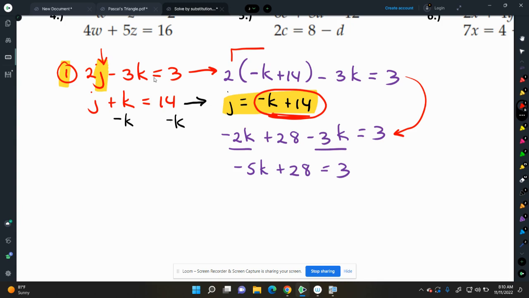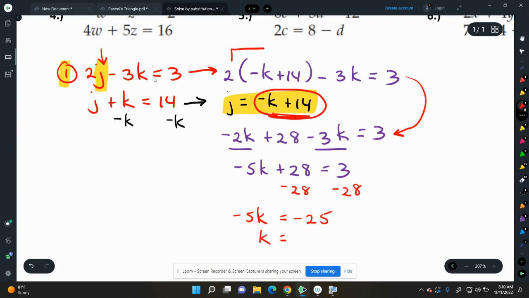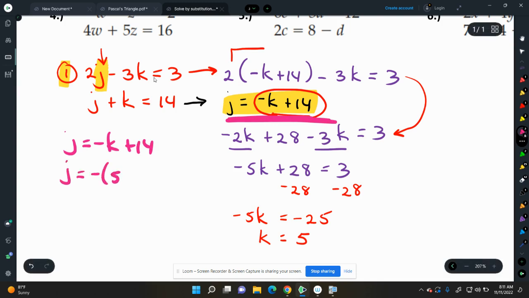Okay, we're going to subtract 28. So we get negative 5K equals negative 25. So K equals 5. All right, but I need to find a J and a K. So how do I figure out J? You plug in K. Exactly. I know that J equals negative K plus 14, so we're going to put the positive 5 in for K. So J equals negative 5 plus 14. So J equals 9.